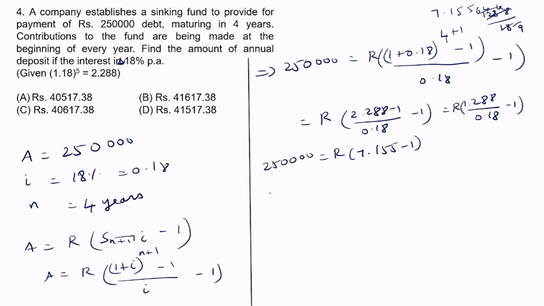Or from this we get R as 2,50,000 upon 6.155. So this is 2,50,000 divided by 6.155. Now when we divide, we get it as 40,617.38. So the correct option is option C, 40,617.38.